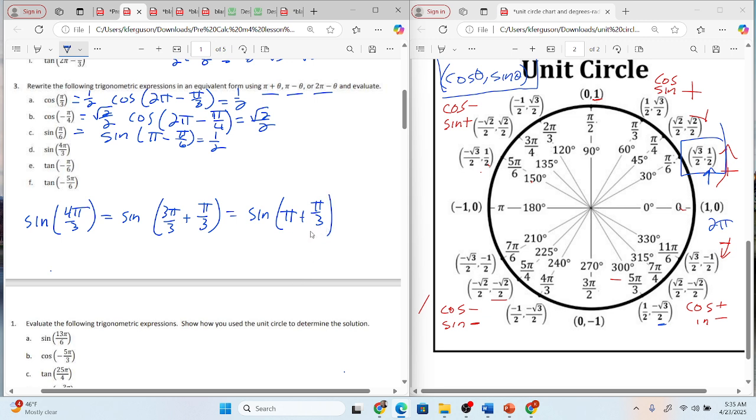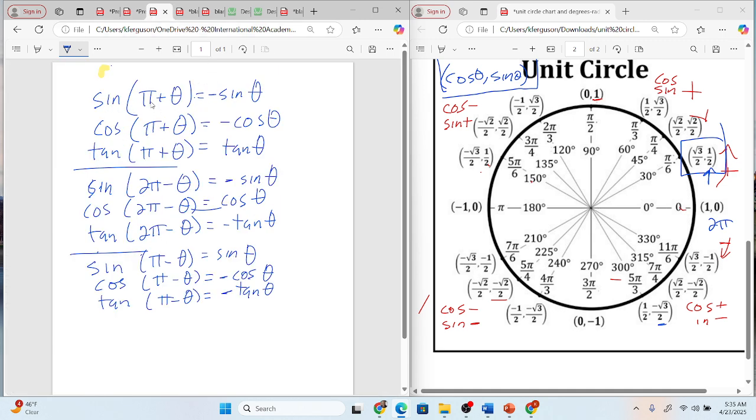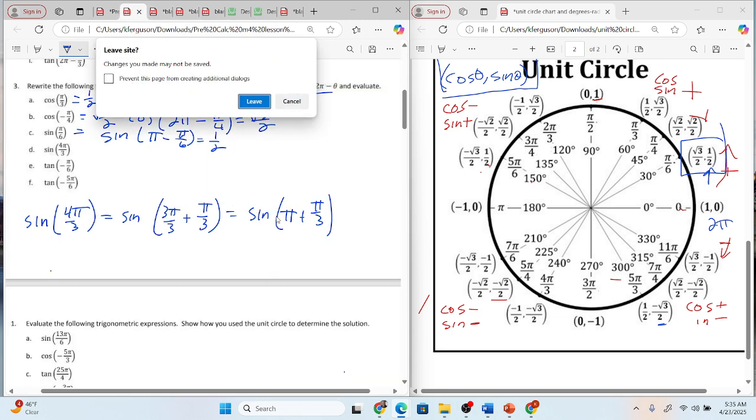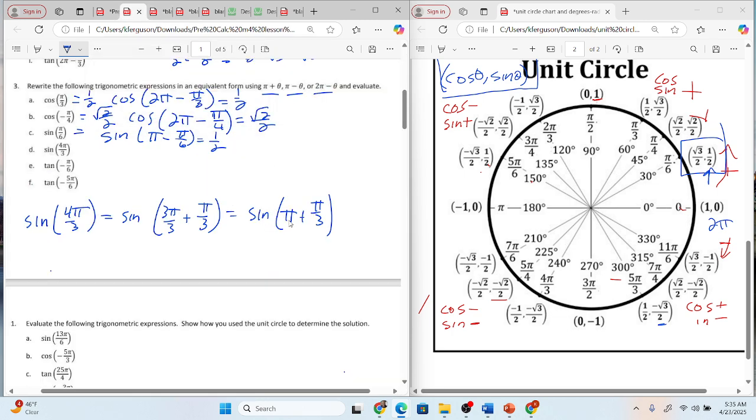And so what is that? Sine of pi plus theta is negative sine, which is where I am right here. So that's going to be negative sine of pi over 3. And what is negative sine of pi over 3? No, I'm sorry, sine of pi over 3 is the square root of 3 over 2, but that's going to be negative.